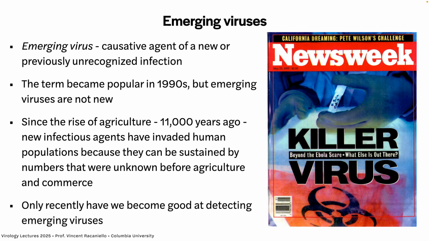they really have emerged more frequently since the rise of agriculture. About 11,000 years ago, human populations got big enough to sustain the introduction of new infectious agents. Because before agriculture, human populations couldn't get very big because they didn't know how to feed them. But once humans figured out agriculture, which includes not just crops, but raising animals, then they could congregate in large numbers and a virus could be introduced and it would spread in the population.